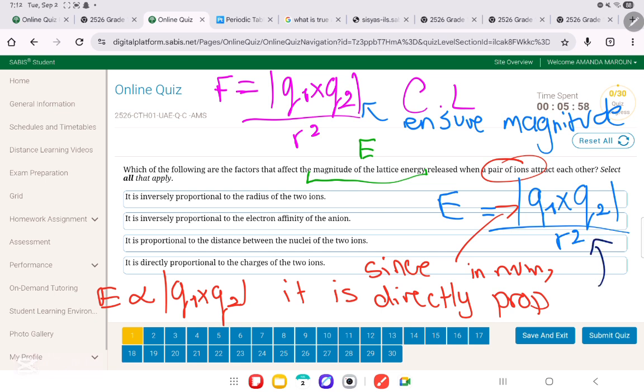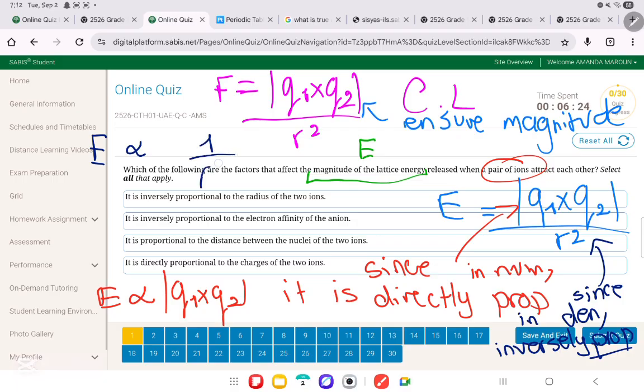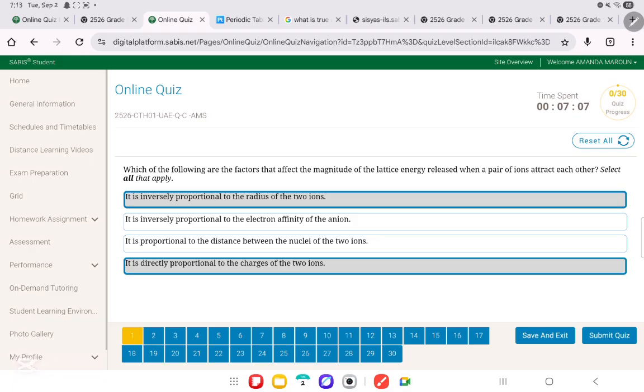Now, we're dealing with R squared. R squared is in the denominator. Since it is in the denominator, it is inversely proportional. What does this mean? This means that E, the magnitude of lattice energy, is directly proportional to 1 over R squared. When it is 1 over R squared, then we say that E is inversely proportional to R squared. So in summary, E, the magnitude of lattice energy, is directly proportional to the charges of the two ions, and E is inversely proportional to the radius of the two ions. So these are the two correct answers.